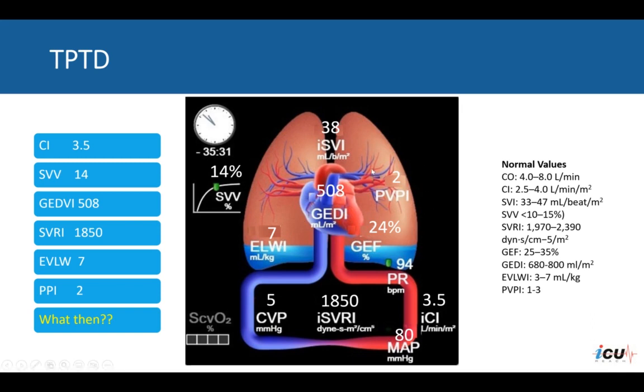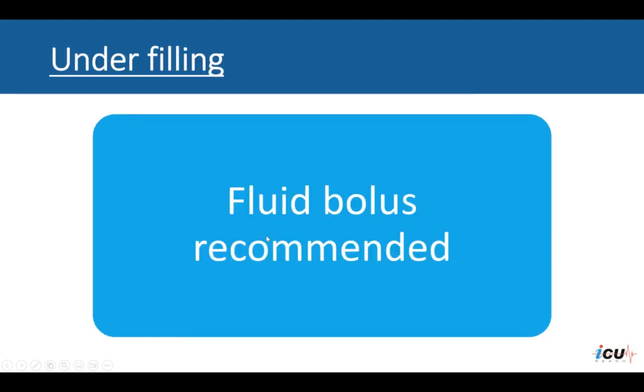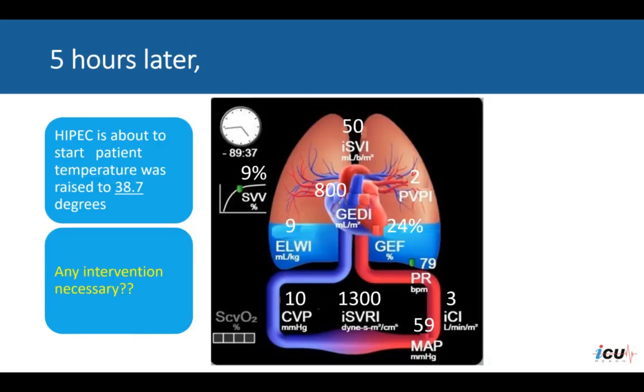And finally, the permeability index is 2. So now take a look here, CVP is 5. So that's another preload indicator, a static indicator. But if you put the CVP with the global end diastolic index and the stroke volume variation, what you would do next is give this patient fluid. So this patient is underfilled and his preload is decreased and he will benefit from fluid bolus.